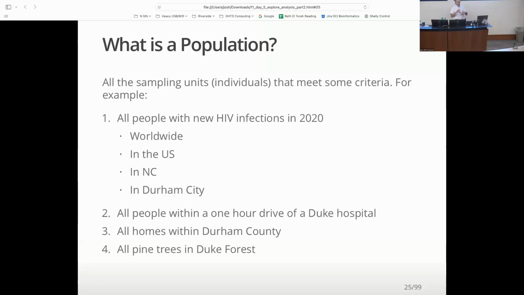When I say population, just to be clear, I don't necessarily mean all the people in the United States or all the people in North Carolina. I'm defining certain characteristics that I'm using to define the population. So we can also define a population as all the people within a one-hour drive of a Duke hospital, or all the homes within Durham County. Again, we're not necessarily talking about people; it could be all the pine trees in Duke Forest. Questions about that definition? Okay.